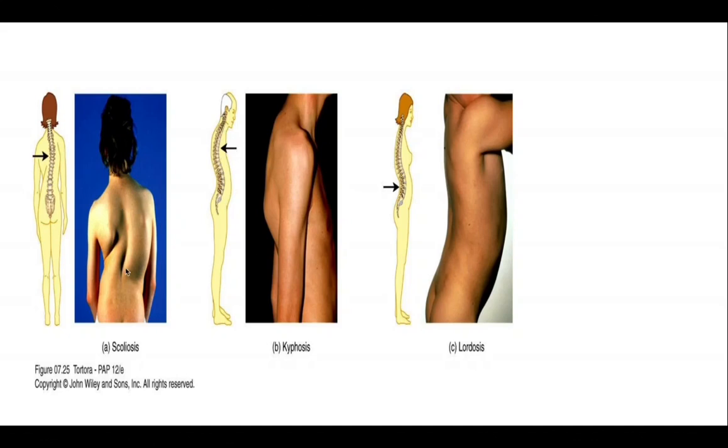So here you can see this is an example of someone with a scoliosis. This would be someone with a kyphosis, where there's just more rounding. Somebody with more of a lordosis. So these are not great examples, but it's what we've got.